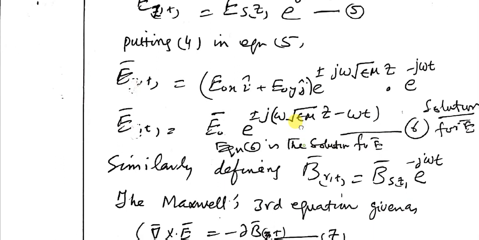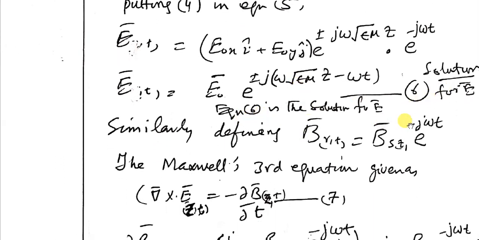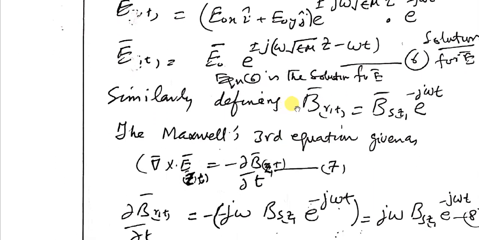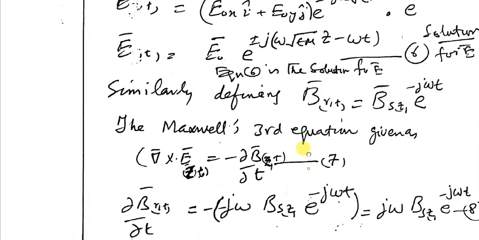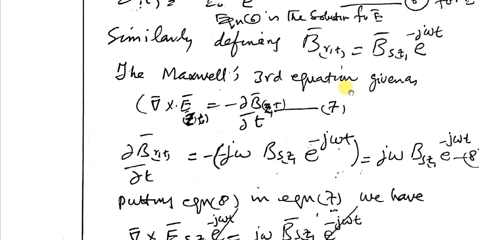Similarly, for the B part, the magnetic field, which is a function of r, t or z, t, B of S z is the space part, and e to the minus j omega t. Now the Maxwell third equation is given as the curl of E, where we consider E as a function of z and t, equal to minus delta B by delta t. This is equation number 7.